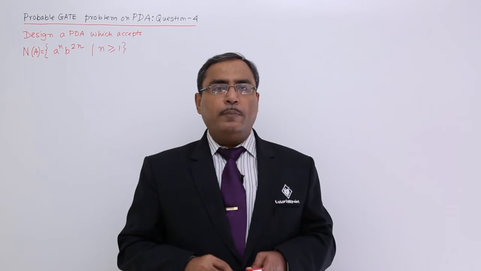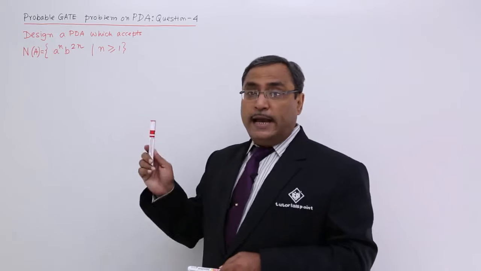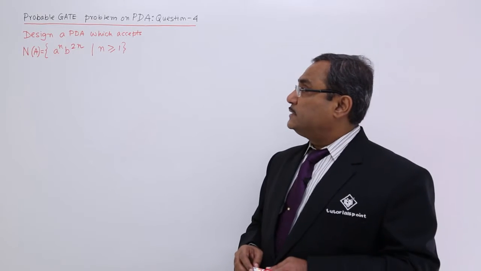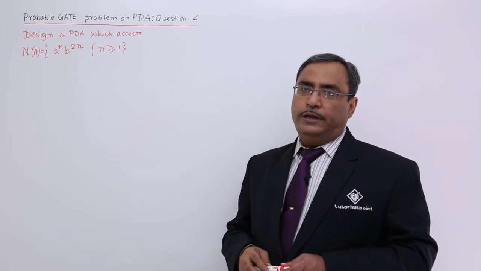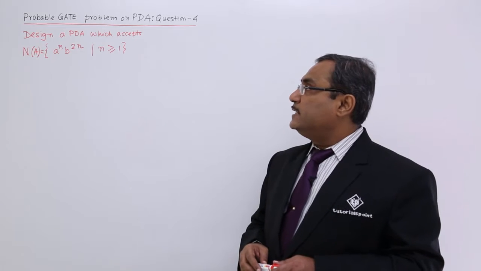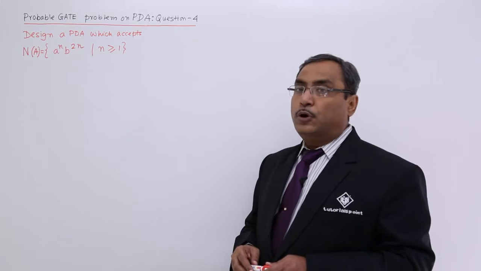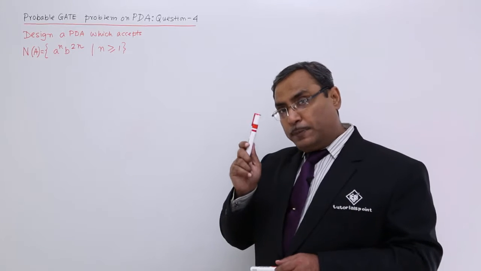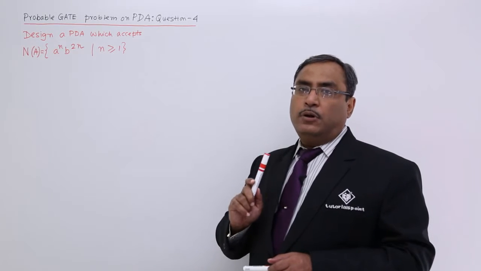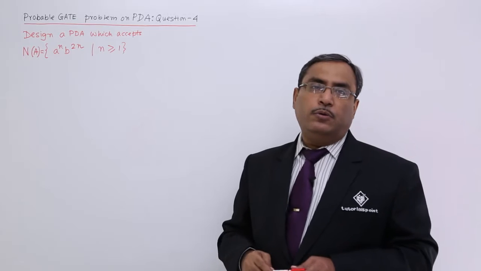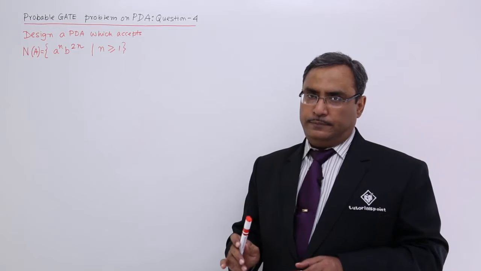We're going to discuss another problem on PDA. The problem says: design a PDA which accepts N of A, that means this particular PDA will accept the input string using null store, and A is the name of the PDA. The string should be of the type a^n b^(2n). That means the number of b's will be twice the number of a's, and n is greater than or equal to 1. So at least one a and two b's will be there.